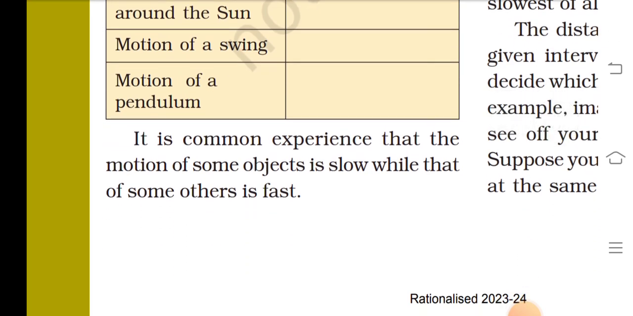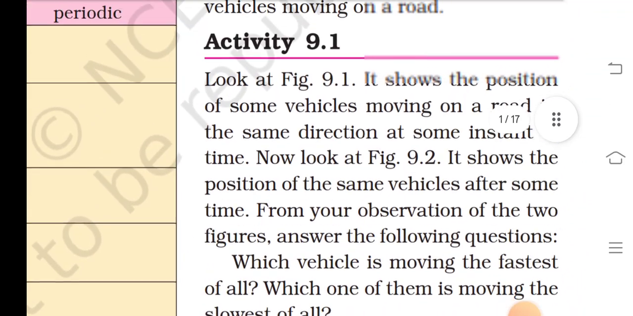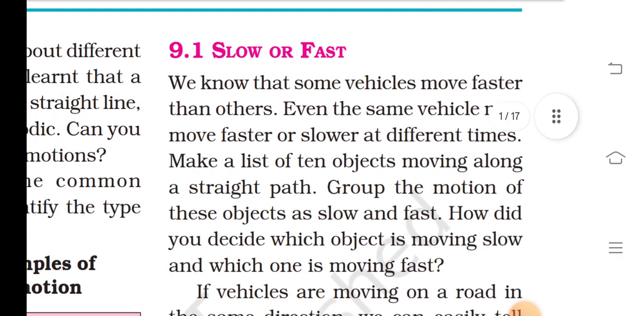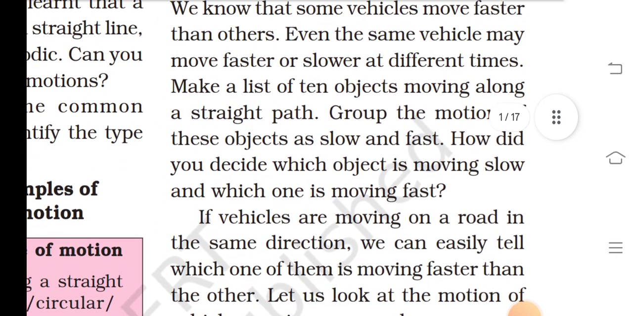It is a common experience that the motion of some objects is slow while that of some others is fast. Slow or fast, we know that some bicycles move faster than others. Even the same bicycle may move faster or slower at different times.